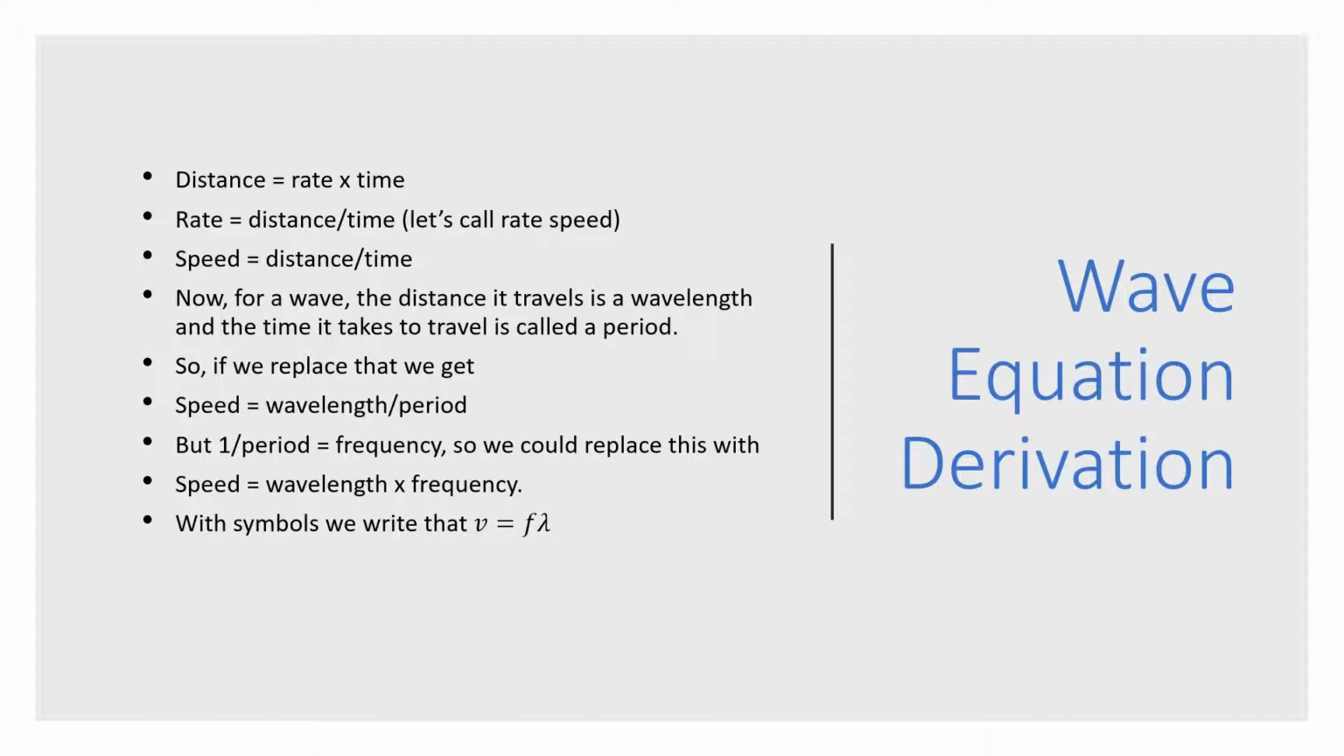And we write that with that lambda letter. So V equals F lambda, or speed equals wavelength times frequency, is the wave equation. That's probably one of the most important equations that we're going to be talking about as far as figuring out the speed of a wave. You're going to get a lot of problems with this particular equation.